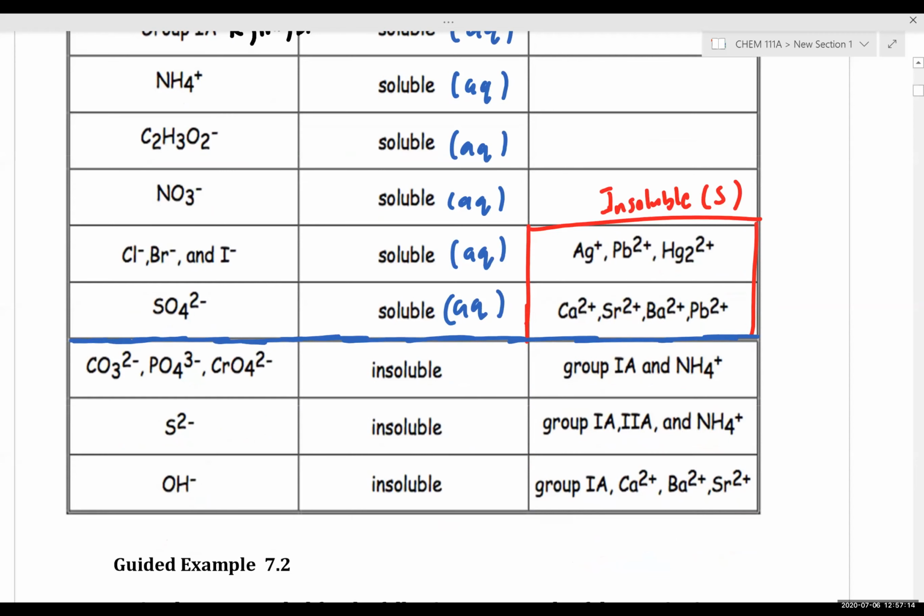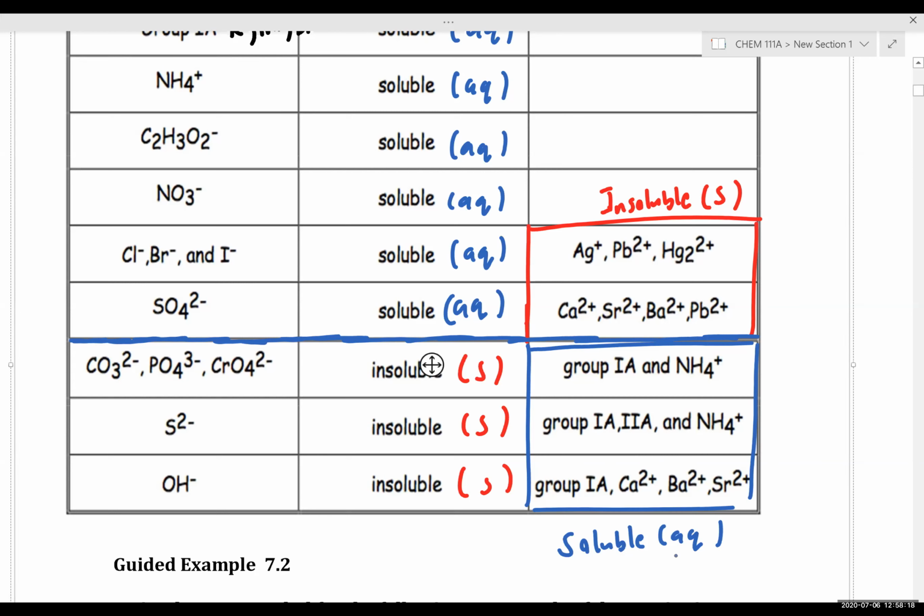Now, for these next three, by default, if your ionic compound has any of these anions, it will be insoluble, except in these cases indicated here, in which case your compound will be soluble and will have an aqueous symbol. So carbonates, phosphates, and chromate salts are generally insoluble unless they have a group 1A or an ammonium cation. Sulfide salts are insoluble except for group 1A, group 2A, and ammonium sulfides. Finally, hydroxide salts are insoluble except for group 1A, calcium, barium, and strontium hydroxide salts, which would get a soluble symbol.